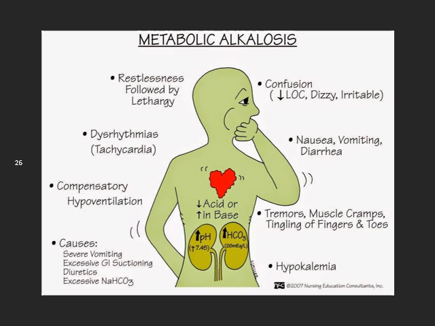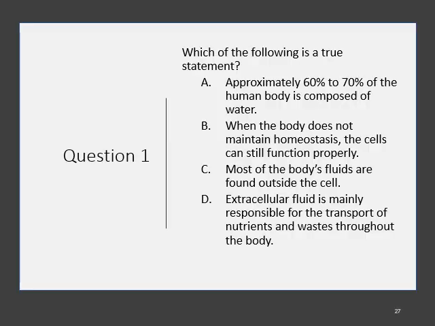All right, let's go. I think we have a question coming up. Which of the following is a true statement? Boy, we learned this like 2 hours ago. 60 to 70% of the human body is composed of water. When the body does not maintain homeostasis, the cells can still function properly. Well, I'm just going to let you read through these and see what you think. What do you think is the right answer? This is important. True statement. Extracellular fluid, so the answer is D.